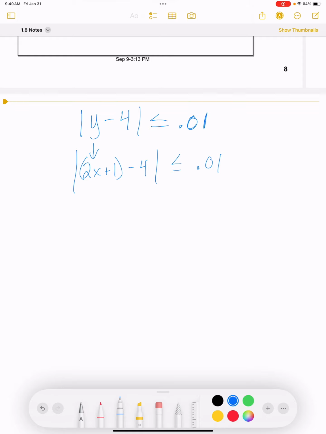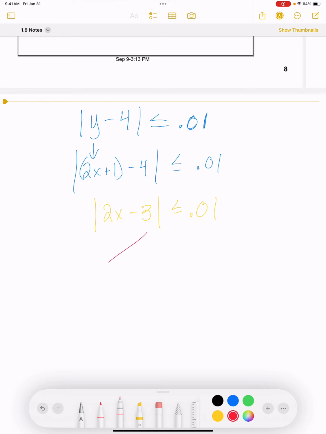Now, you can go to the number line with it, but most people learn how to deal with absolute value like what I'm about to show you. On the more complicated versions, it's just easier to do it with the algebra, but you want to have your underlying understanding there. So we'll simplify this a little further. 2x, now I don't need the parentheses, so I got plus 1 and minus 4. That's minus 3. Absolute value of 2x minus 3 is less than or equal to 0.01.